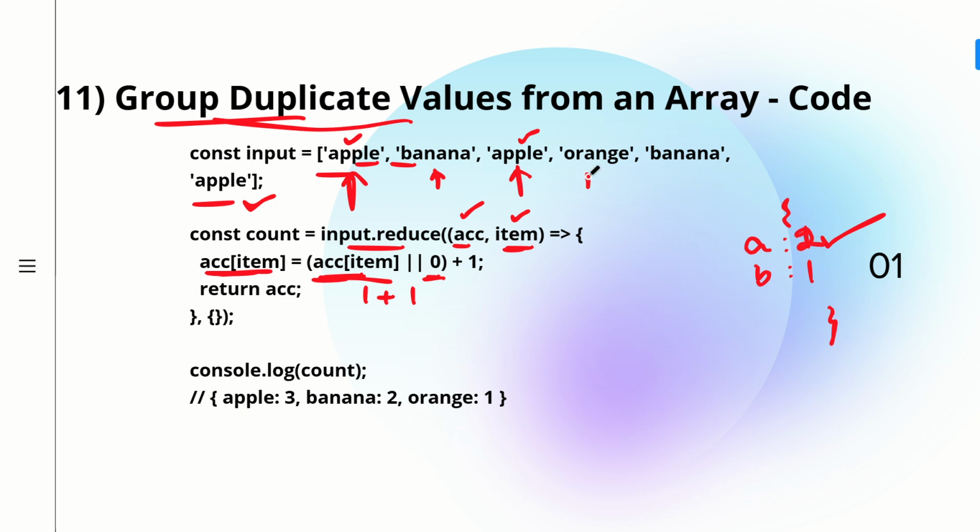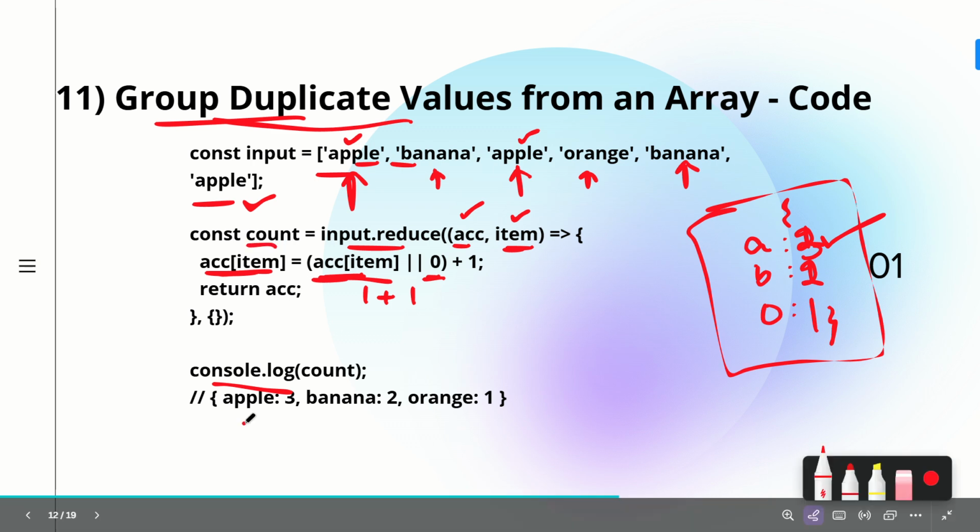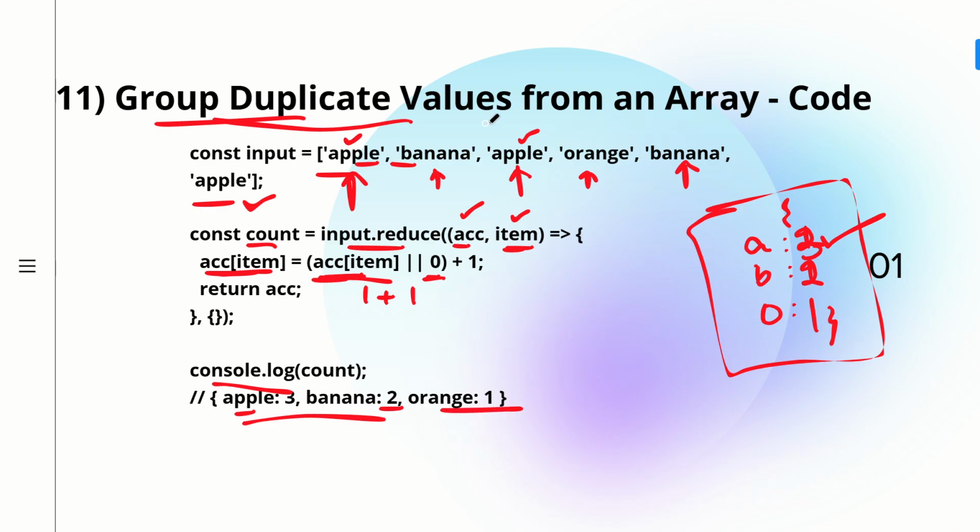And then again you will see orange. Is there anything called orange? No. So your value will become 1 here, similar to how we have done for apple and banana. Then the next item is banana, so you will see, is there anything called banana? Yes, so 1 plus 1 will become 2. Then you have again apple, is there anything called apple? Yes, so 2 plus 1 will become 3. So this is your accumulator and this is your answer. Now when you do console.log of count, you will get one single value, that is an object, and it will have apple 3, banana 2 and orange 1. So this is how you can group your duplicate values from an array.